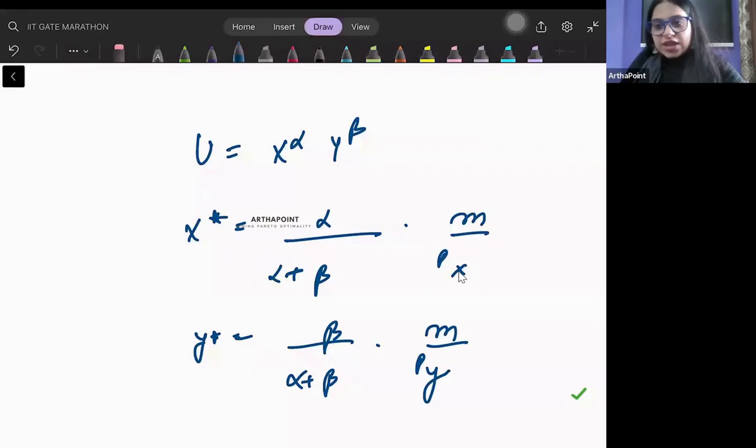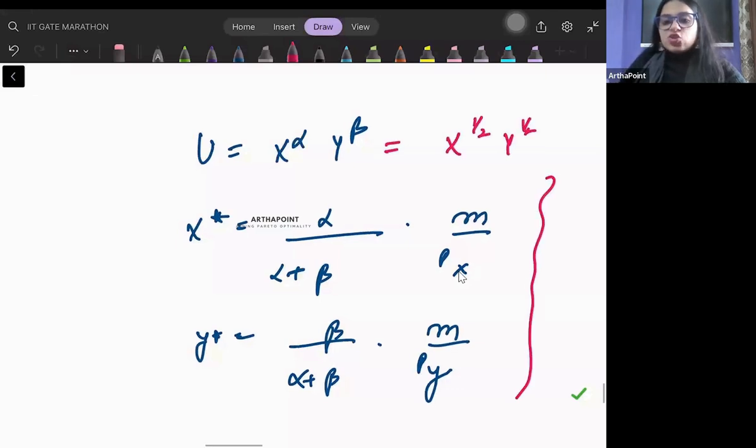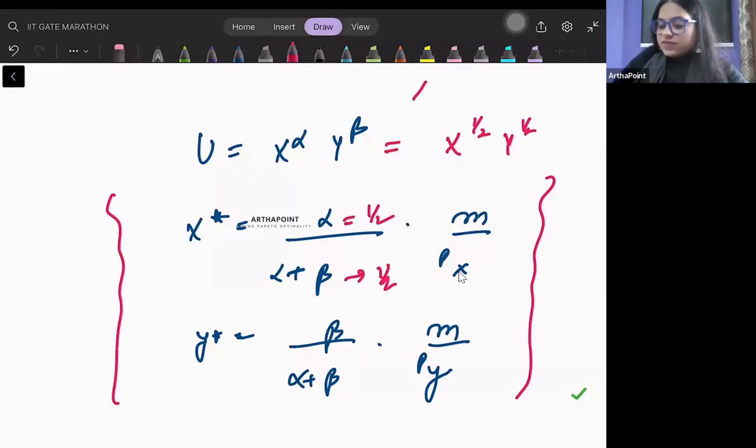Nobody has this much time in exam that you will do the entire problem. You should remember that this is just x to the power half and y to the power half and solve for x and y. Alpha को अगर ये half half है तो alpha half हो जाएगा, beta भी half हो जाएगा. If this is x to the power 3 by 4, y to the power 1 by 4, then alpha will be 3 by 4 and beta will be 1 by 4. So you have to remember these two formulas. Nobody should start doing this from scratch.